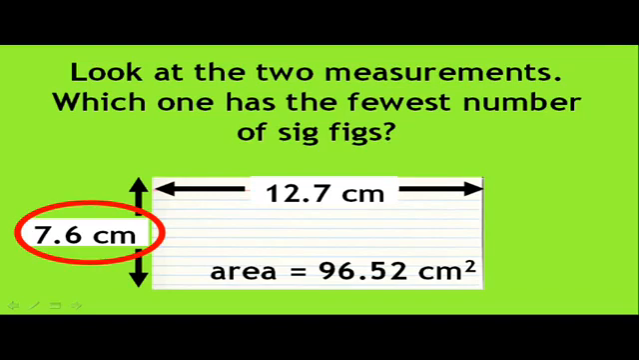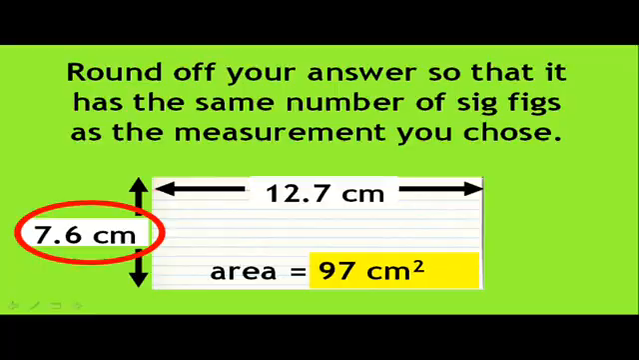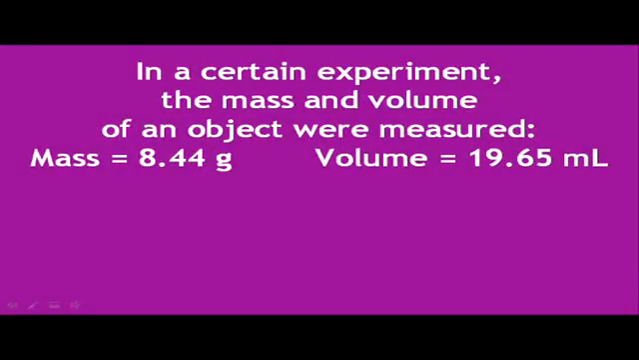Now we take a look at which measurement has the fewest number of sig figs. In this case, since 7.6 has only 2 sig figs, then our answer must have only 2 sig figs. The number is 96.52. We look at the digit next to the 6 and decide that it is a 5. We're going to round up in this case. So the answer is not 96, but rather 97 square centimeters.